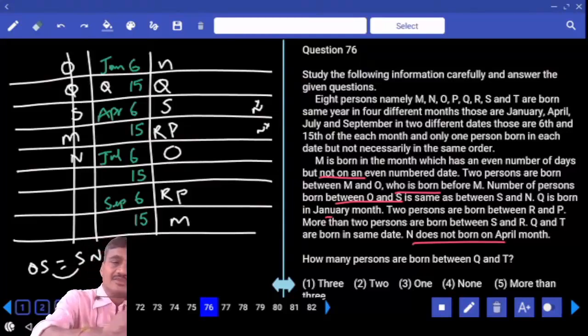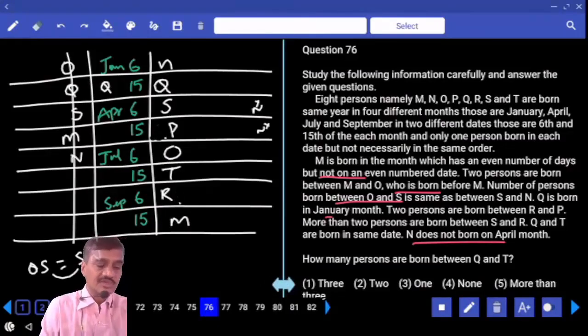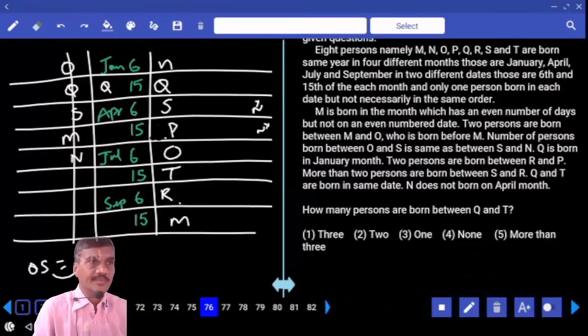Now in between S and R, more than 2 people means R cannot be here. P is here and R is here. And who is the person left over? T is the person. Hence what is the final arrangement? N Q S P O T R M. And how many persons are born between Q and T? Now in between Q and T, tell me how many persons are there? There are exactly 3. That is choice 1, question 76.